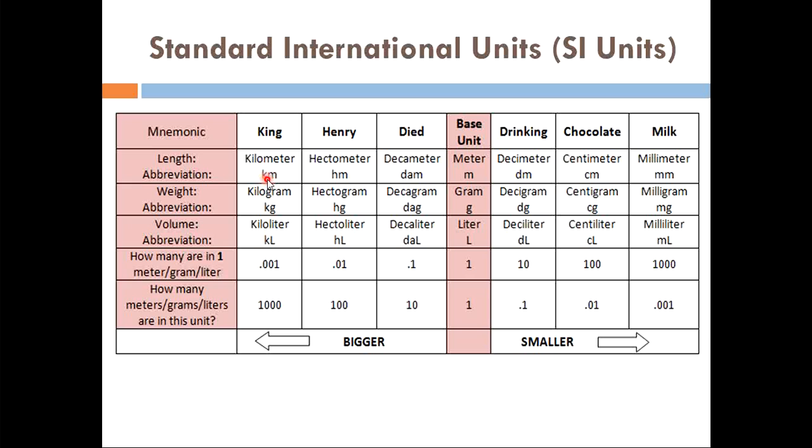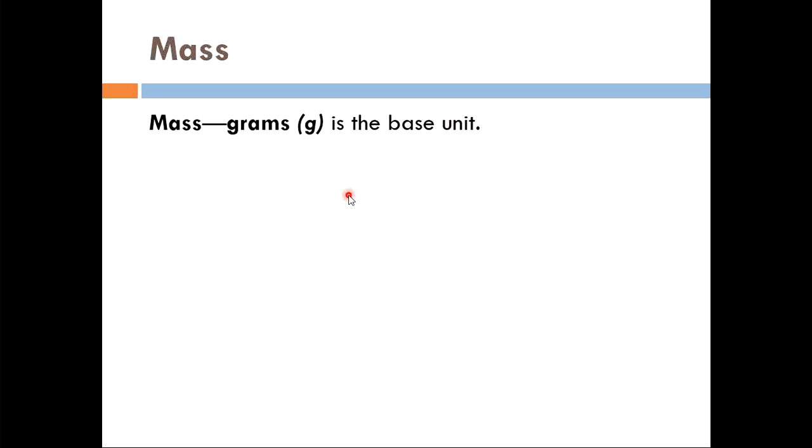Well, that's not exactly what we're going to do here today. We are focusing on these 3 units: meter, gram, and liter. And we're actually just going to focus on the centi, the milli, and the kilo. So when it comes to mass, we're talking about grams. Grams is our base unit. So let's go over some of these relationships, which will lead into our conversion factors.